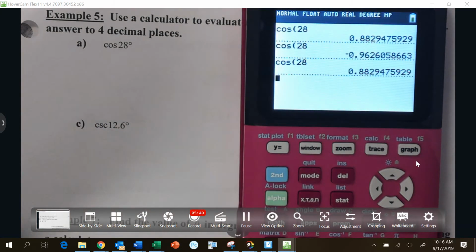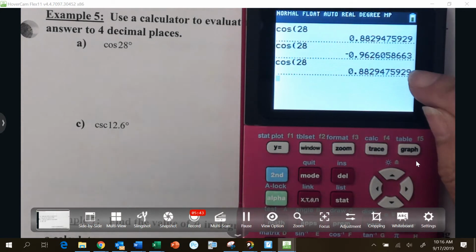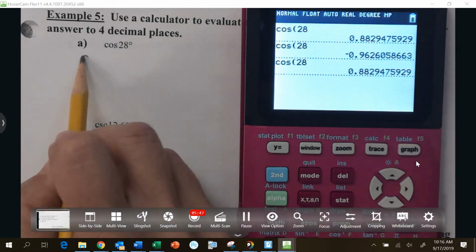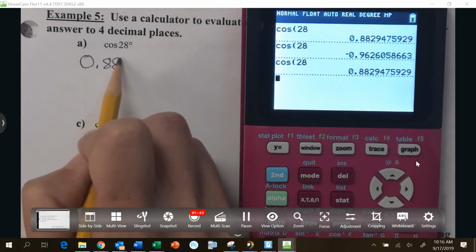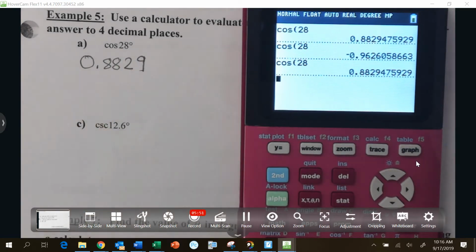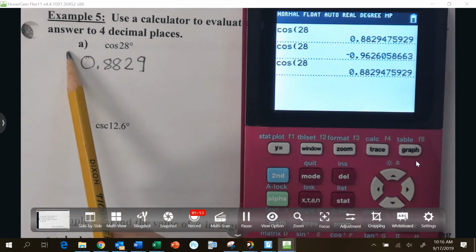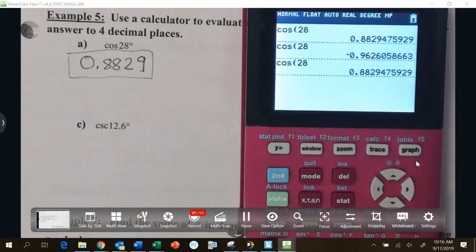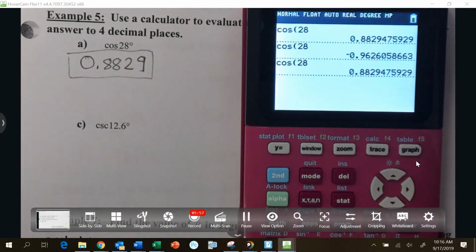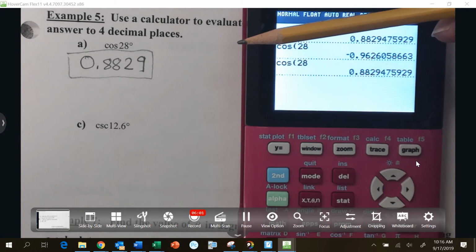So when you type in cosine 28 and it's in degrees, it will tell you the correct answer: 0.8829. Here's a crazy question. If you're a junior or senior in high school, should you know how to round? Yes. So round correctly or miss a point. Okay.